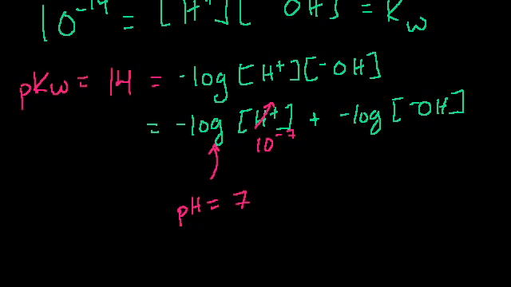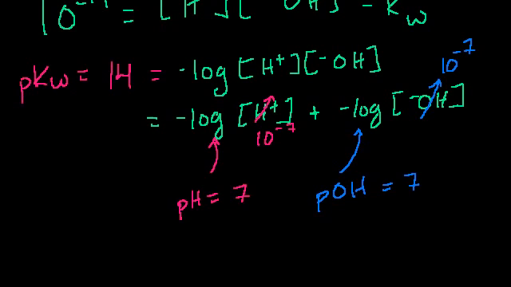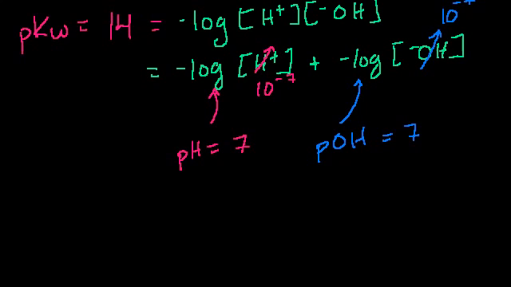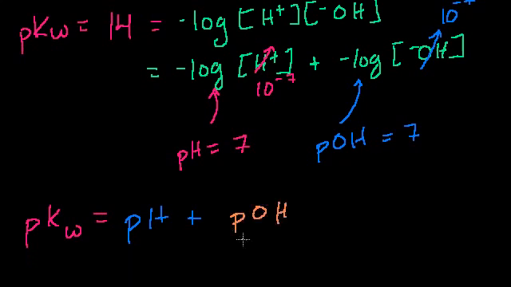And what is this over here? This is our pOH, the minus log of the hydroxide concentration. And of course, that was also 10 to the minus 7. And so our pOH is equal to, the log of that is minus 7. You have a minus in front. It's equal to 7. So you get right there that little formula that the pKw, or the negative log of the equilibrium constant of water, pKw is equal to the pH of water plus the pOH of water.